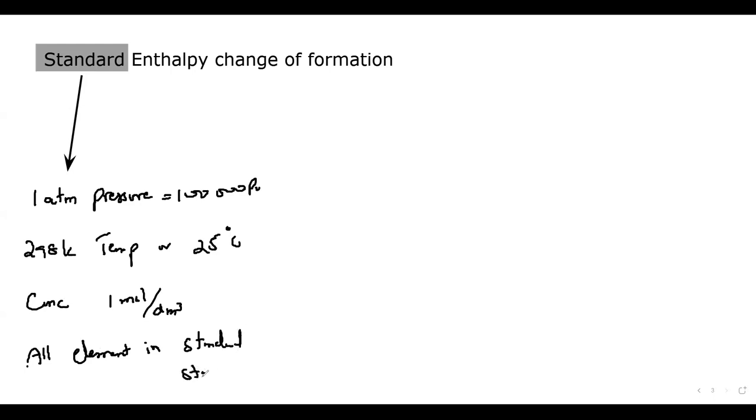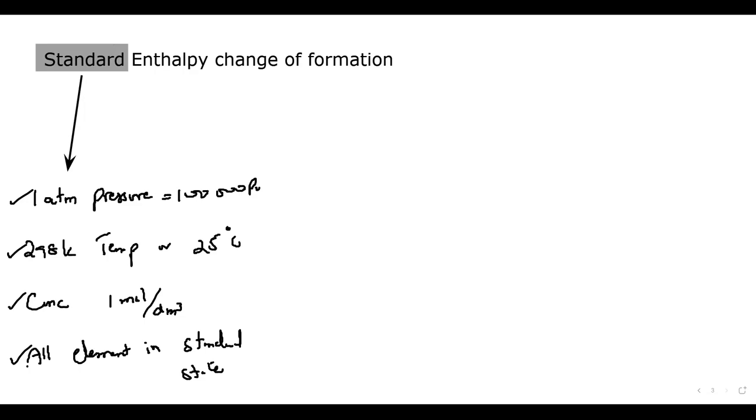So when all these parameters match, the pressure is 1 atm, the temperature is 298 Kelvin, the concentration is 1 mole per dm cube, and elements are in the standard state, we use the term standard enthalpy change. But if the temperature is not 298 Kelvin or 25 degrees centigrade, or the pressure is not 100,000 Pascal or 1 atm, we will not say standard enthalpy change. In that case, we will only use the term enthalpy change.